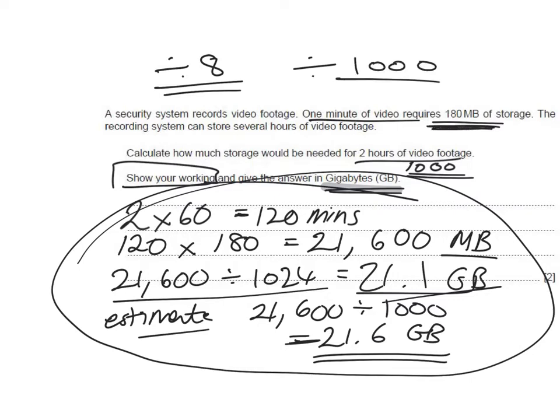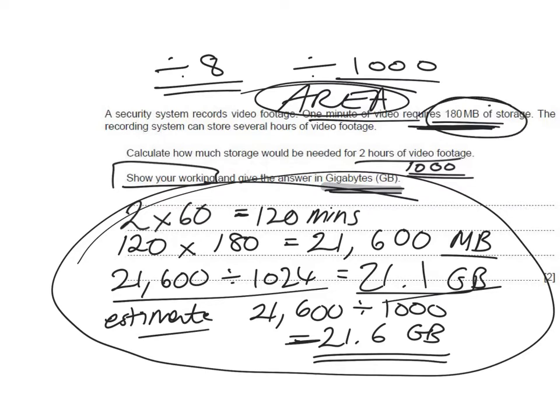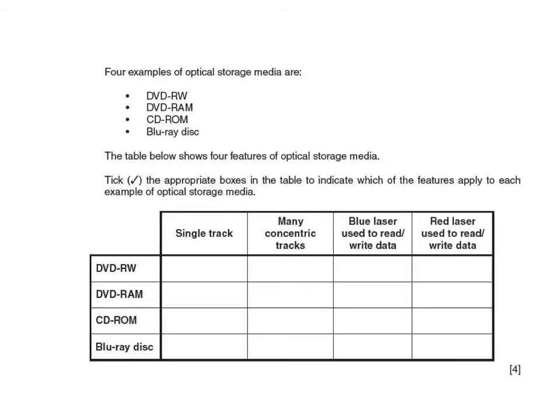And try and think of this in terms of mathematics. You know, it's really just working out the area that something takes up when you boil it down to it. 180 megabytes of storage is a specific size and you need 2 hours worth of it. Try and put it into a context that makes sense to you. Okay, again, good things for notes.